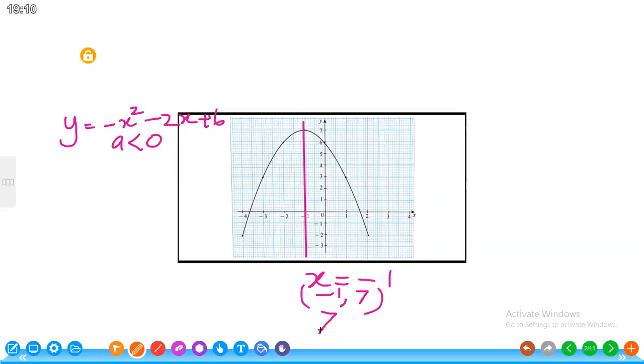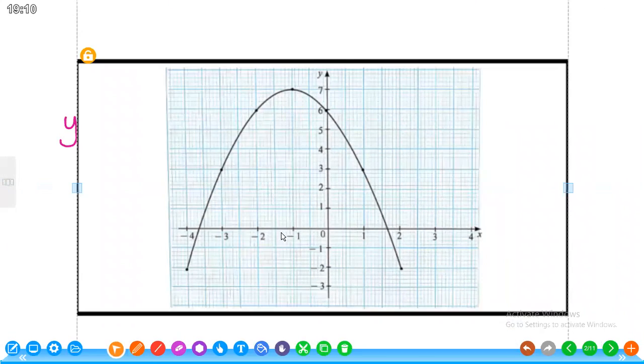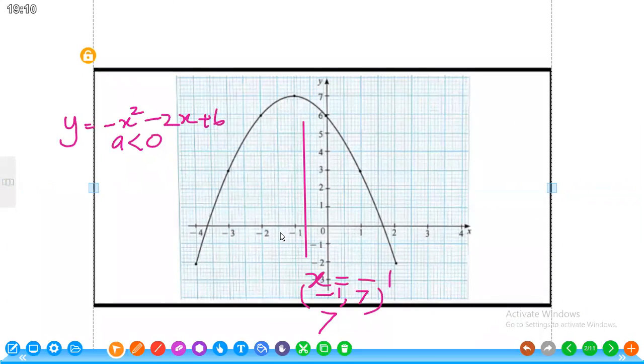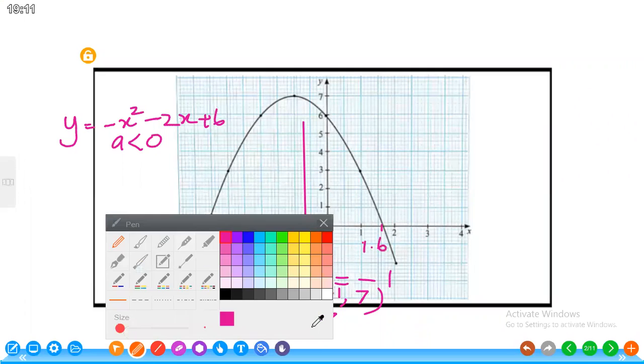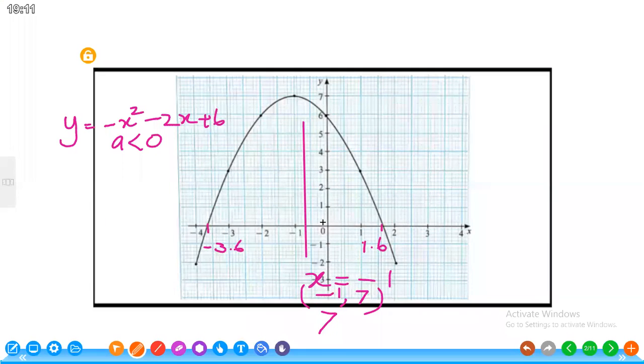Then consider the behavior of y as the values of x increase from negative 4 to this. This value is, I think, negative 3.6, and this value is, I think, positive 1.6, right? Now when we consider the behavior of y as the values of x increase from negative 4 to negative 3.6, the function also increases from negative 2 to 0. The function takes 0 when x is equal to negative 3.6.